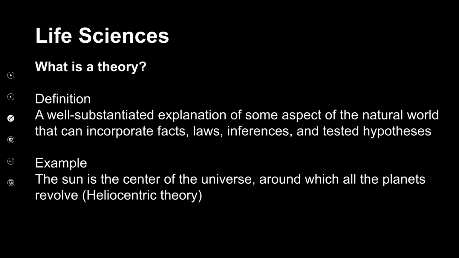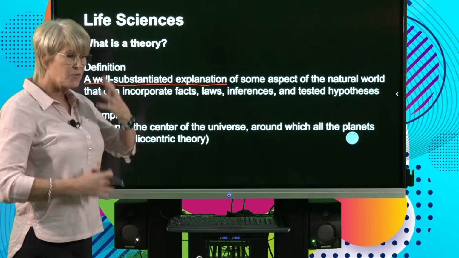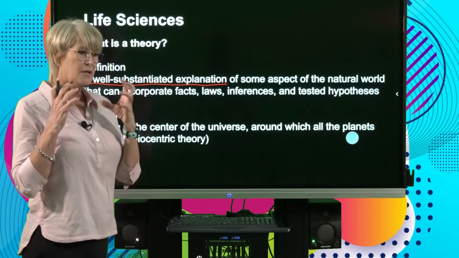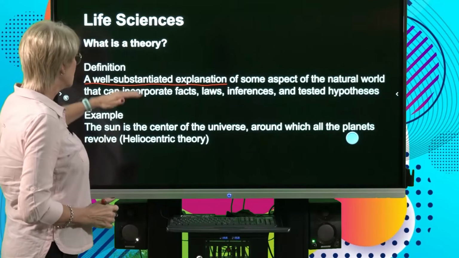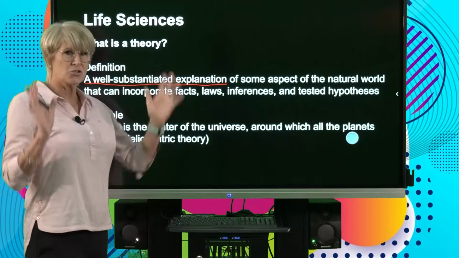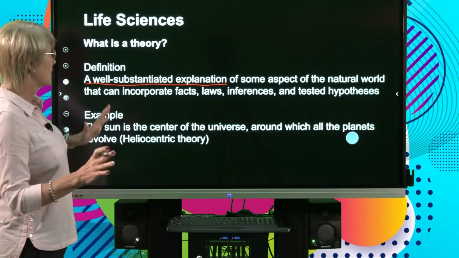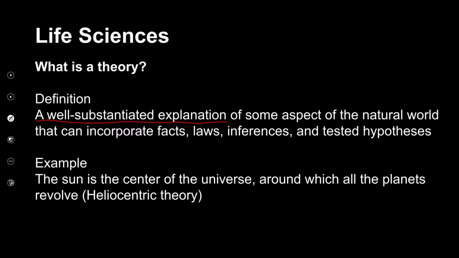Right, now what is a theory? So we're going to have a look at the definition of a theory. Basically, a theory is a well-substantiated explanation. Well-substantiated means there's lots of facts, lots of information that backs up that statement or explanation. So it's not just something that somebody thought about out of their head and decided that this is a theory. Okay, so it is well substantiated, with lots of backup evidence for that explanation.